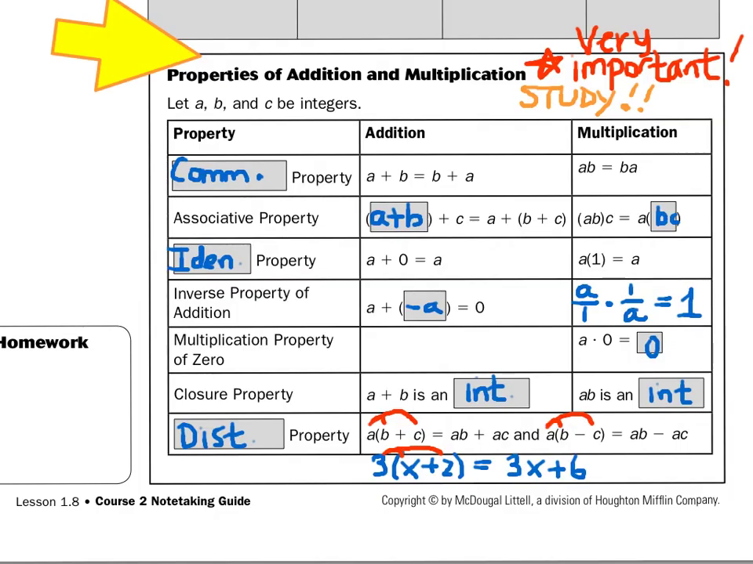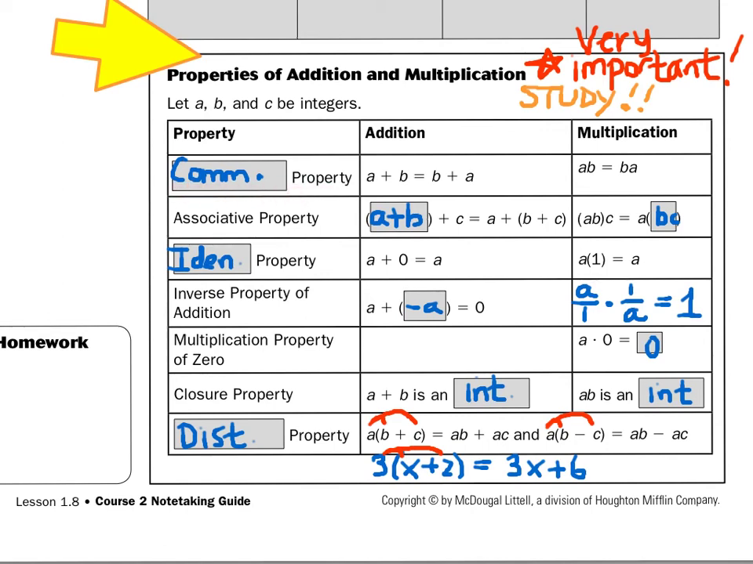So this is a chart of all the properties we've talked about so far, and this is really important. Make sure you mark this page because my kids last year used this a lot as we were studying for the state exams. So let's take a look real quickly.